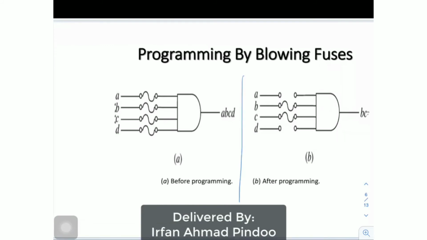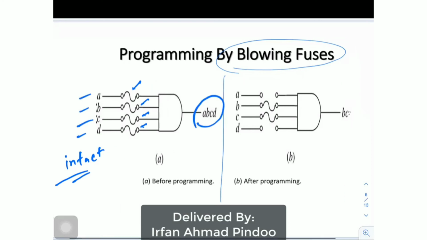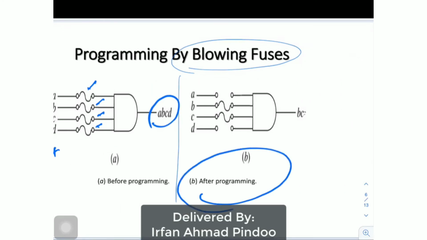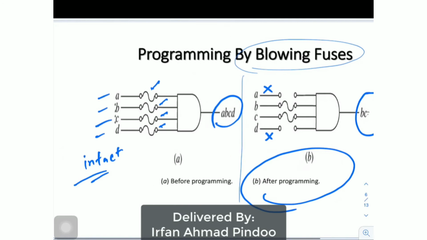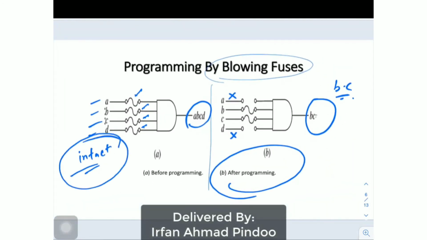As you can see here, how are we blowing away the fuse? All the switches are in contact. This is what I said in the introduction. Originally all the contacts would be present. So the inputs are A, B, C and D, and the output is A.B.C.D. Now see, once you are programming, A is now disconnected, D is also disconnected. So the output is only B dot C. So originally all the connections are intact, and once you do programming, you blow away some of the connections, and accordingly we say this is the kind of programming that we are doing.